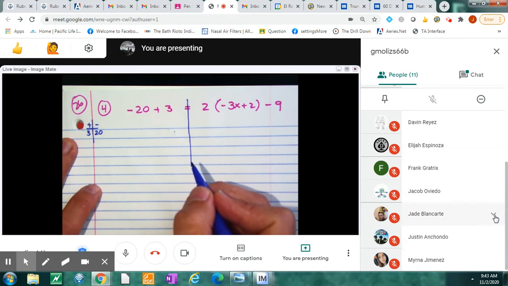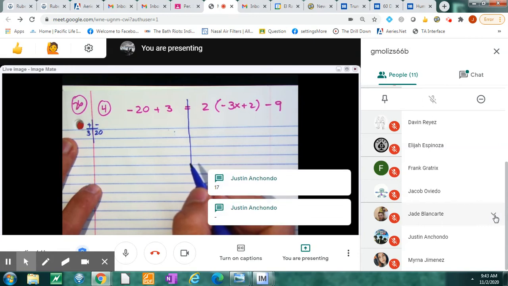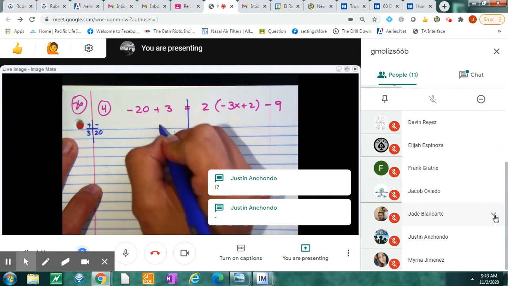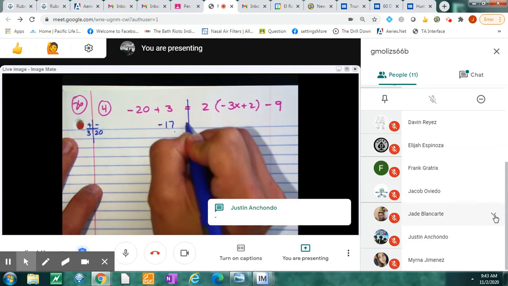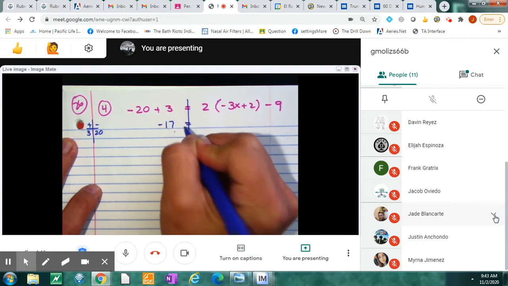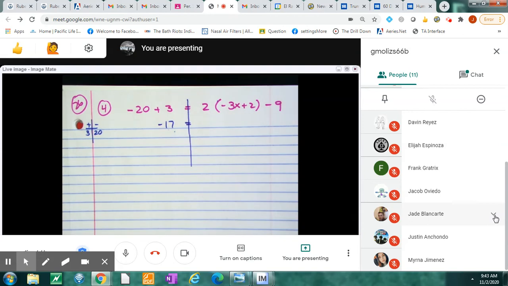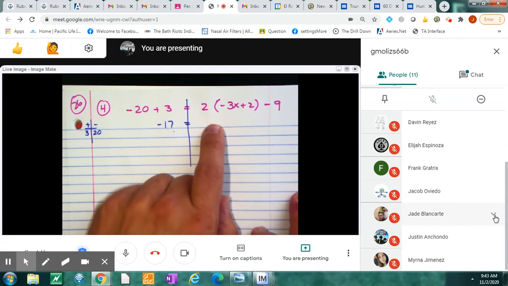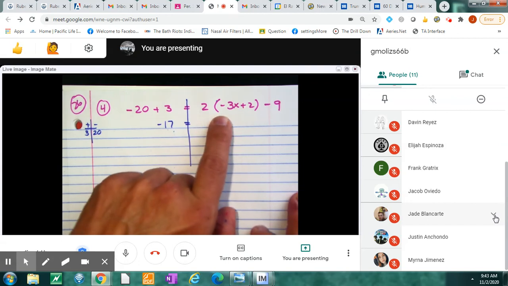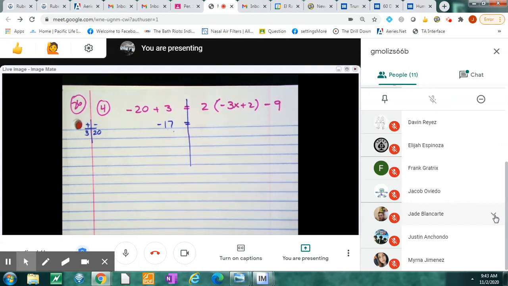What do you got? What sign? Oh, yeah. Very good. All right. And then put it down the line. So we're done with the left side. Now we got to go to the right side. Okay. So now, do you see that? We have a parenthesis. So we have to multiply, right?